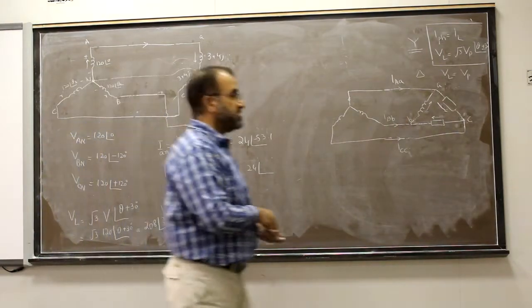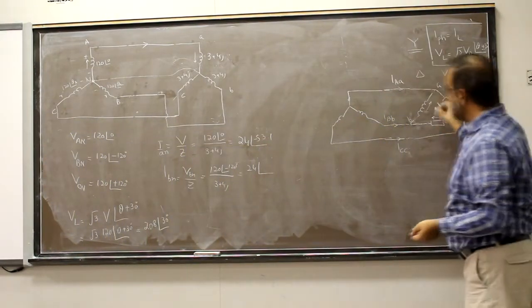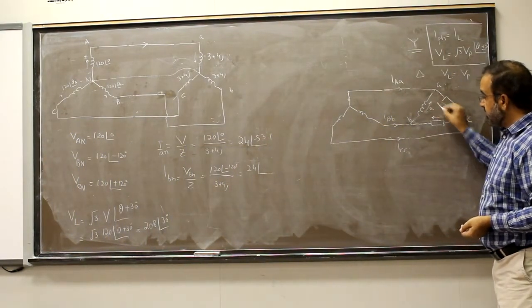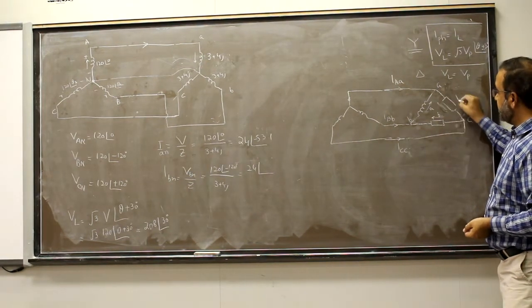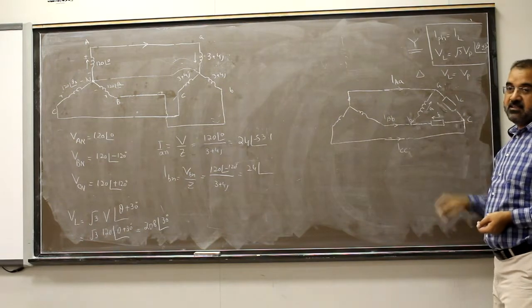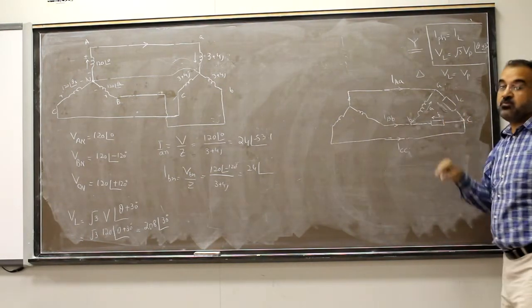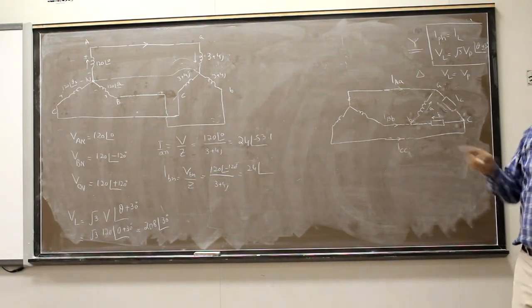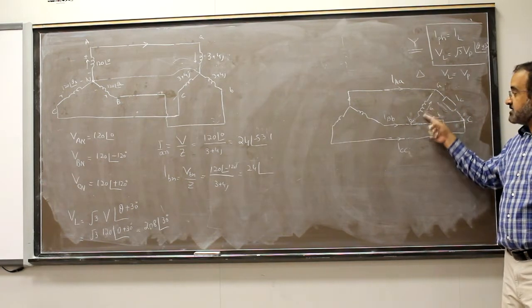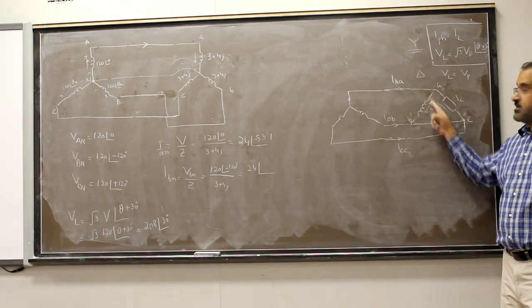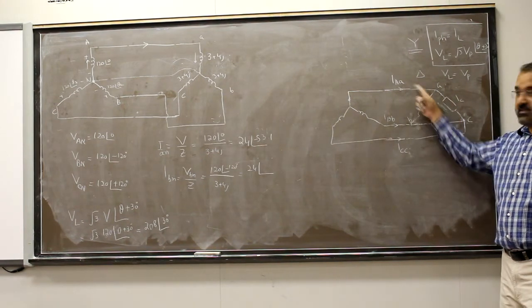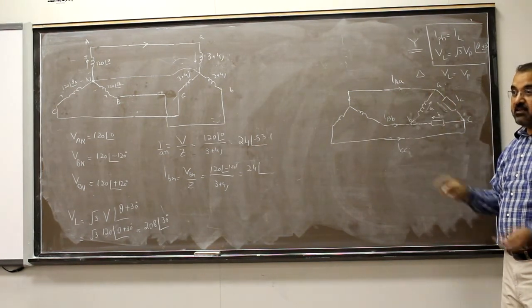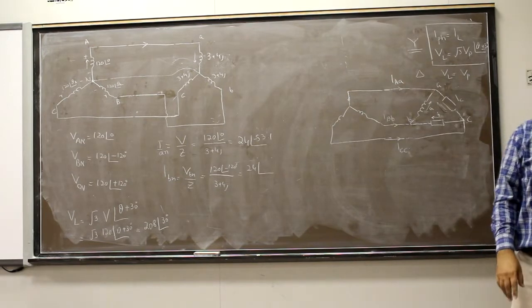For example, I say that this current is IA, this current is IB, this current is IC. Now how will you measure this? What is the relationship? Is this a phase current or a line current? Phase. This one? Line. Phase and line. Now there is some relationship between them.